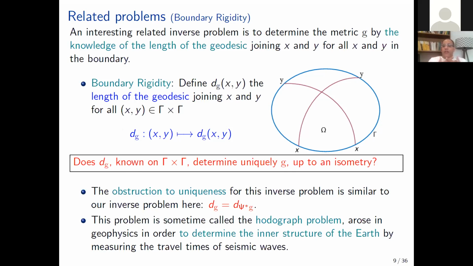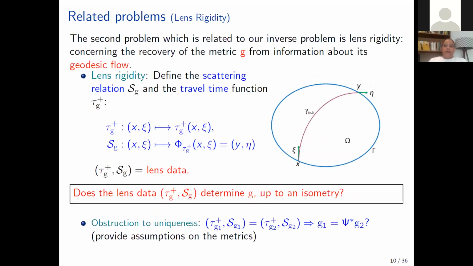In fact, we can prove that the geodesic distance corresponding to the metric g coincides with the geodesic distance corresponding to the pullback of the metric by a diffeomorphism. This problem is sometimes called the inverse travel time problem, which arises in geophysics in order to determine the inner structure of the Earth, measuring the travel times of seismic waves. The second problem, which is related to our inverse problem, is lens rigidity, which concerns the determination of the metric g from information about its geodesic flow.